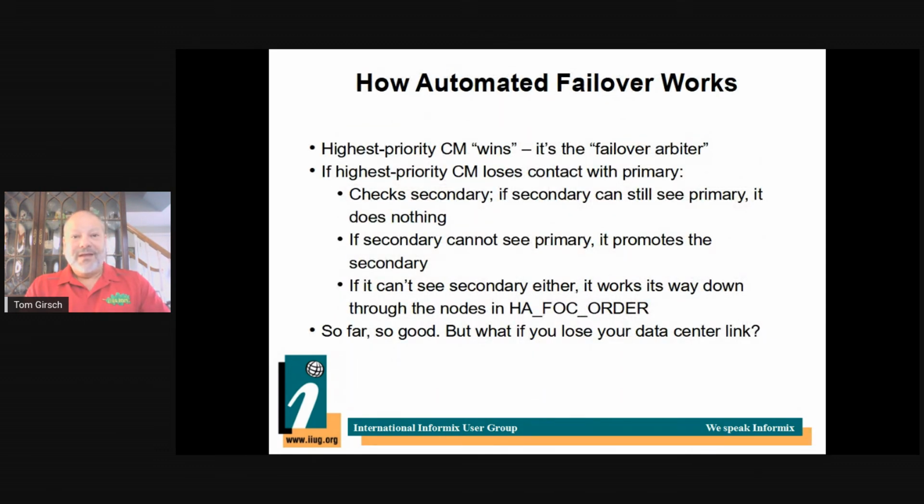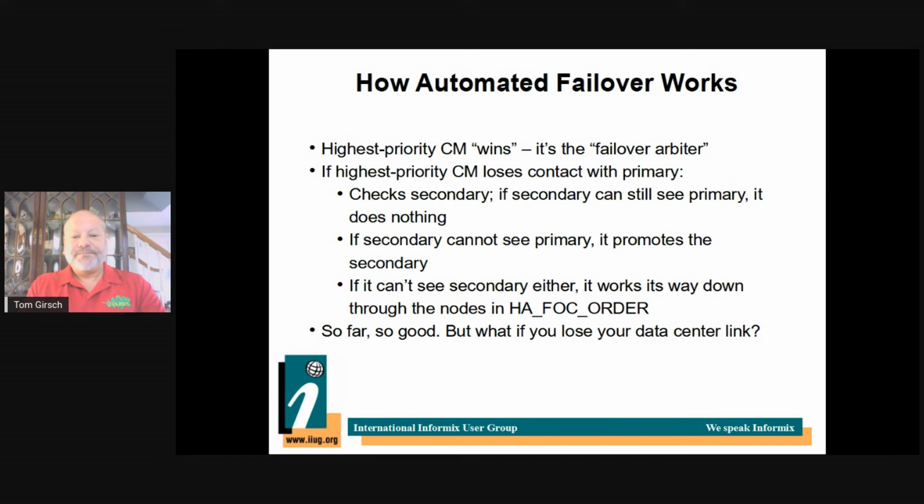So here's how it works in the Informix world. The highest priority connection manager wins. It's considered the failover arbiter. And if the highest priority CM loses contact with the primary, it checks the secondary. If the secondary can still see the primary, fine, it doesn't do a thing. If the secondary can't see the primary, that connection manager will now promote the secondary to primary. If it can't see the secondary either, it works its way down the nodes in HAFOC order in the config file. So you can specify an order: try the shared disk secondary first if you have one, full HDR next, RSS next, and so on. You can actually set that order.